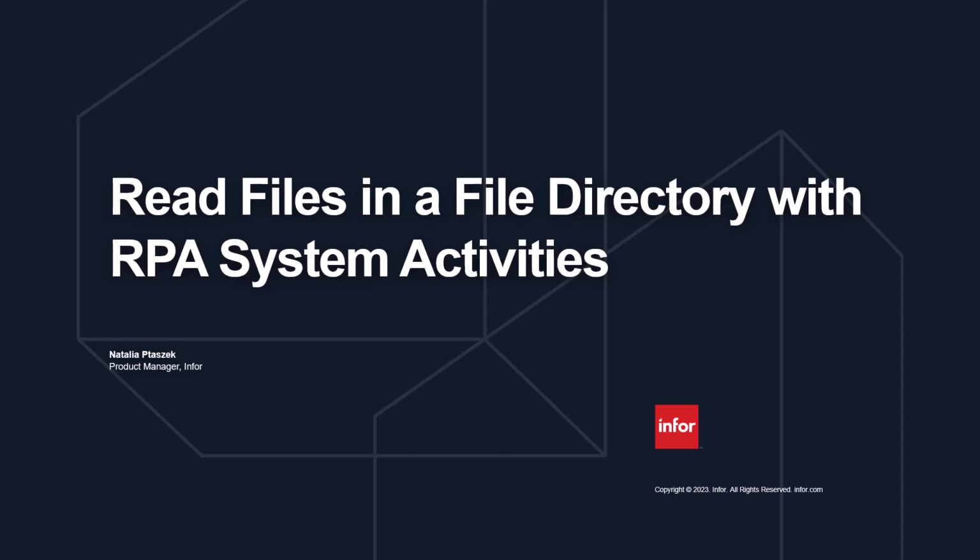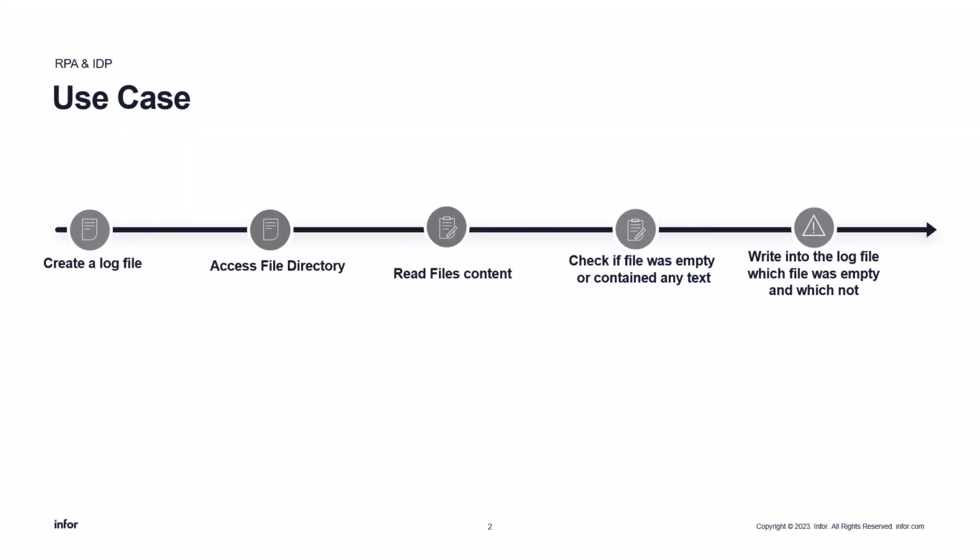Hello and welcome. This tutorial will show you how to create a basic flow using system automation activities and workflow activities to define a loop action and read into a directory. First, we will build a flow which will create a log file to write to.